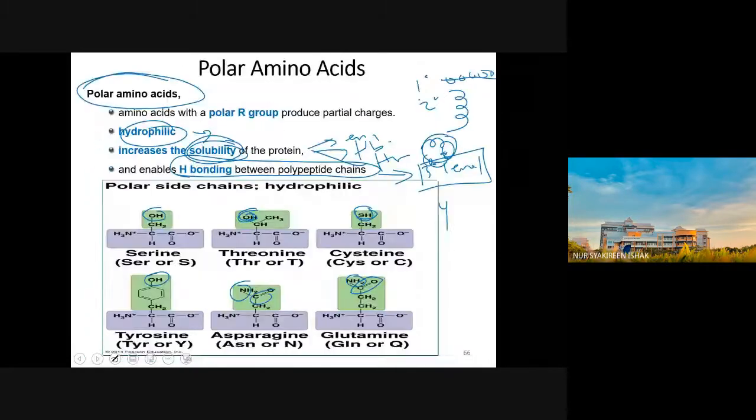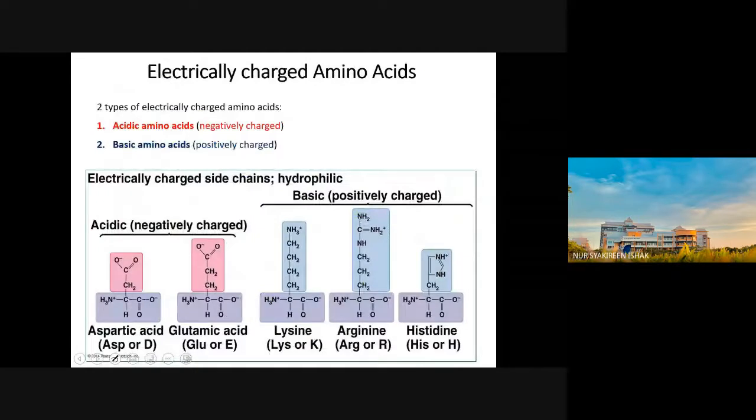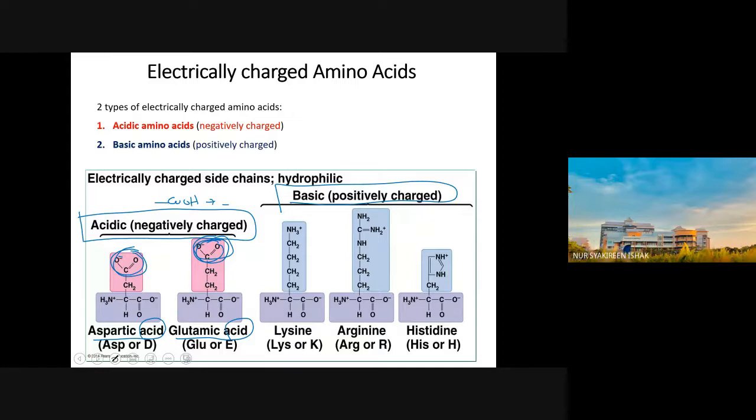So just now, what was it? Polar, non-polar, polar. Now is the electrically charged amino acid. For electrically charged amino acids, we have negatively charged, which is acidic, and positively charged, which is basic. If you look at the side chain for the acidic amino acids, they will have a carboxyl group, such as aspartic acid, the name itself has acid. So it has a carboxylic acid here. Glutamic acid, its side chain has a carboxyl group here. So they are negatively charged. The COOH, in aqueous solution, will be ionized to become COO negative.